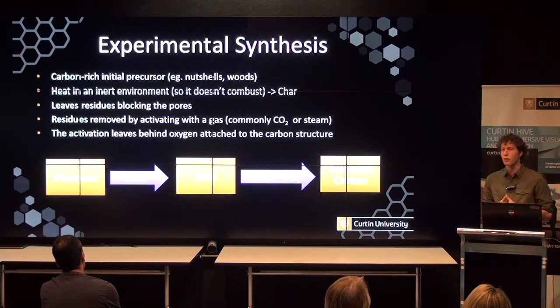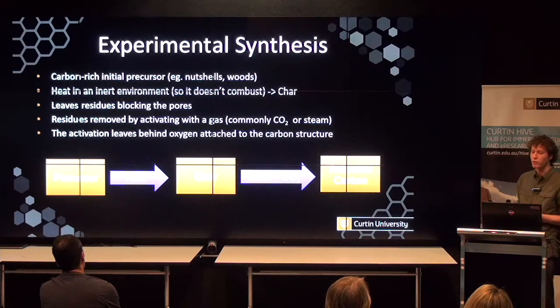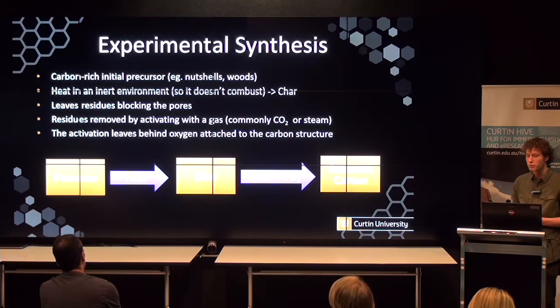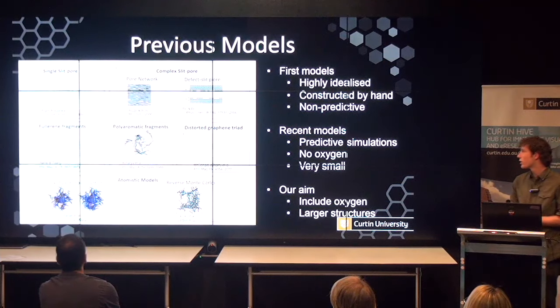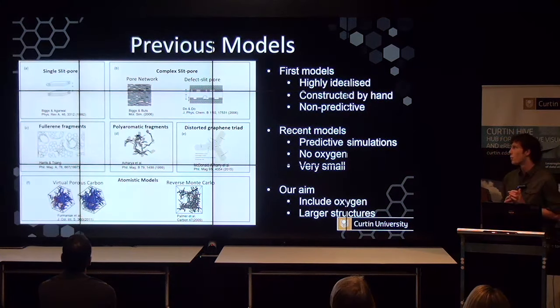To remove these blockages, we will activate the carbon through a process of passing a hot gas through it, such as carbon dioxide or steam. The activation also leaves behind oxygen, which can affect the properties of your activated carbon. However, my project wasn't to make activated carbons, but rather model them.